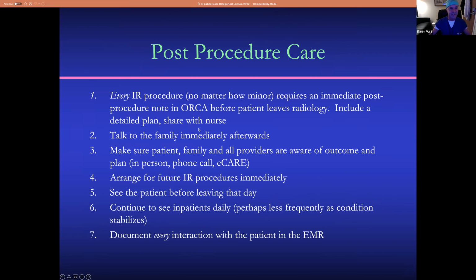Ideally, surgeons, they learn this. You do an operation and you walk out of the OR and you go and find the family and you tell them what happened. And then you go to your workroom and you dictate the note. That's what surgeons do. They don't think about it. They just always do it. We're not very good about that. We aren't. And we should be.